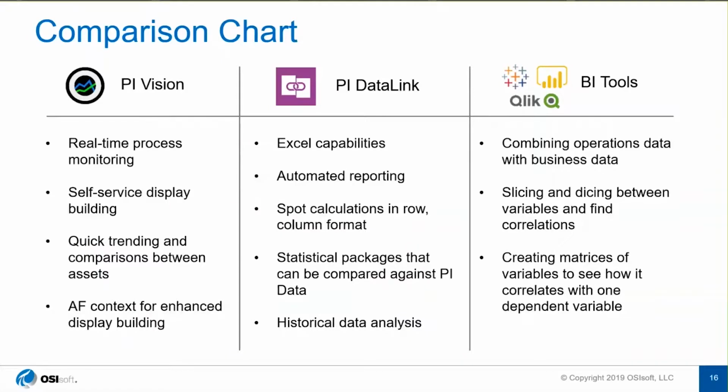In front of you here is a comparison chart, and across the top you see three different categories. We'll start at the top left with PI Vision. PI Vision is OSIsoft's flagship data visualization tool that allows you to view your critical operations in real time. Now, as I mentioned, real time. PI Vision is excellent for real-time process monitoring, multi-stating of certain assets, and it's self-service, so these operators and engineers can build the displays for themselves.